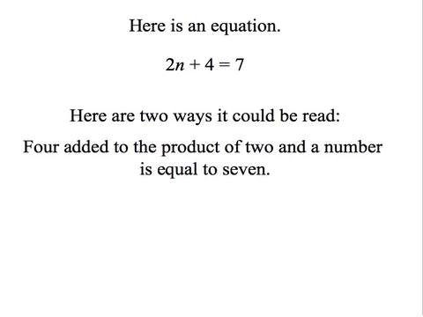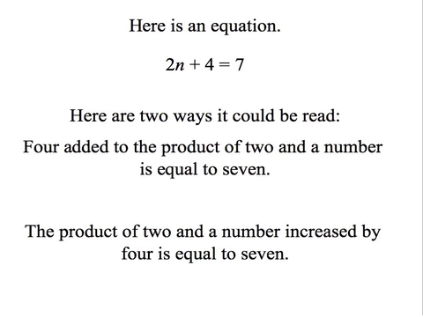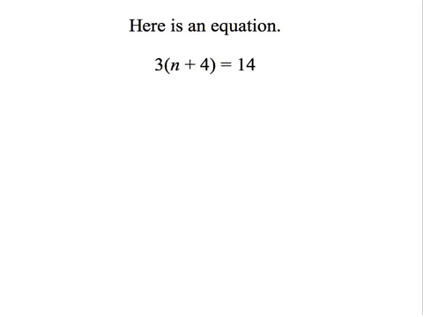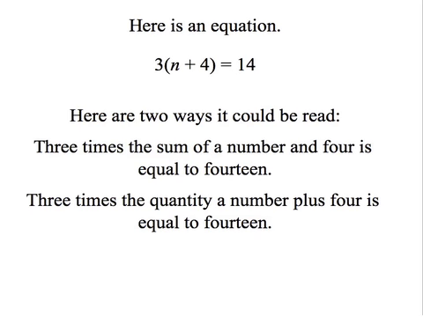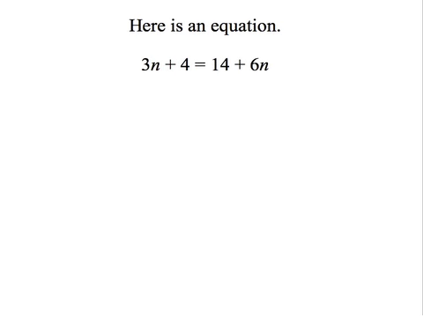It could be read 4 added to the product of 2 and a number is equal to 7. Or how about the product of 2 and a number increased by 4 is equal to 7. Here's another equation. We could read that as 3 times the sum of a number and 4 is equal to 14. Or 3 times the quantity, a number plus 4, is equal to 14.